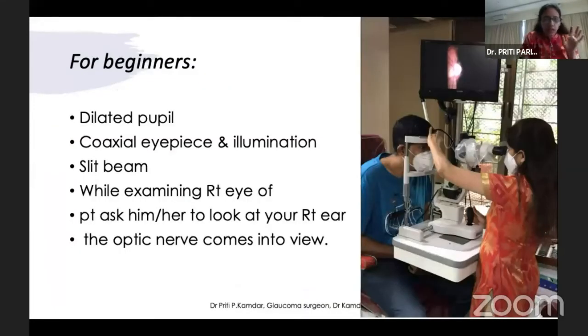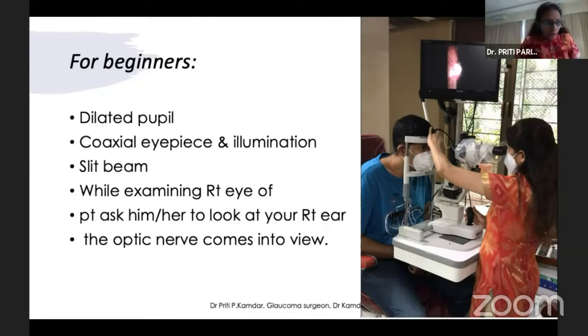For beginners, start with a dilated pupil, a coaxial eyepiece and illumination, and a slit which is neither too wide nor too narrow. While examining the right eye of the patient, ask him to look at your right ear. Basically the eye has to look slightly nasally. Once you do that, take the slit as far as possible from the eye, hold the lens 3/4 inch away from the eye, and now start moving the assembly towards the eye, and the optic nerve will come into view.